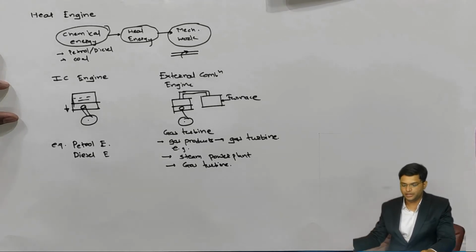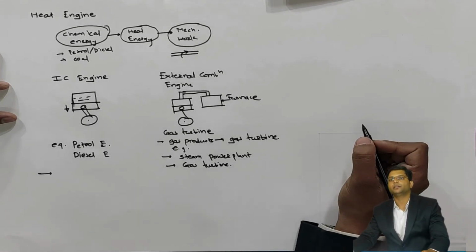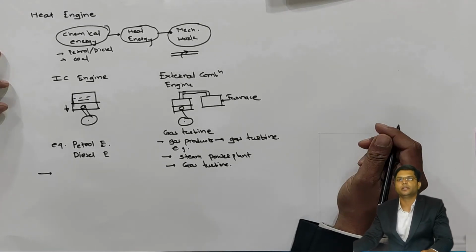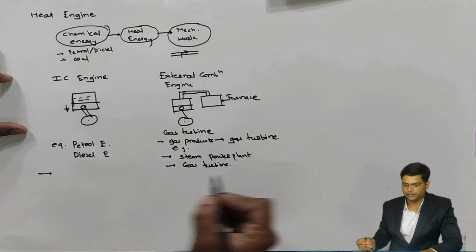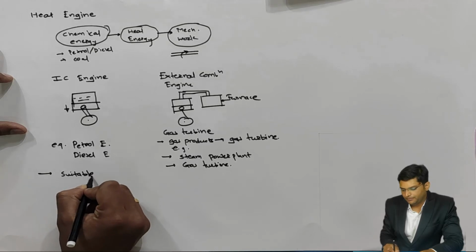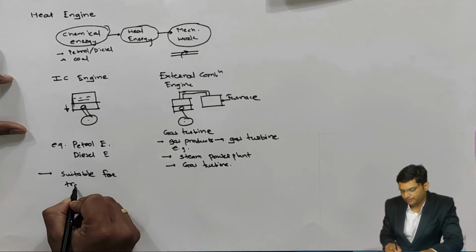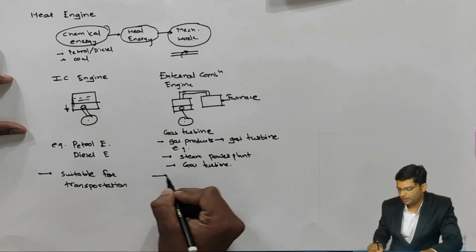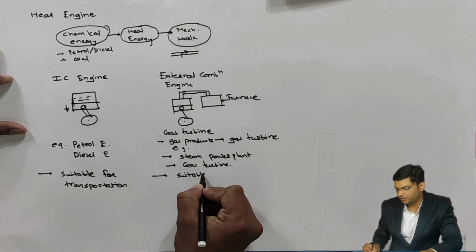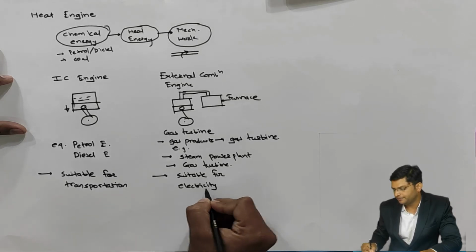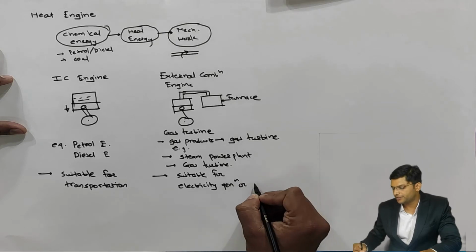The internal combustion engine is suitable for transportation because it is less bulky and heavy, and the power to weight ratio of an internal combustion engine is high as compared to the external combustion engine. So it is suitable for transportation. And the external combustion engine is suitable for electricity generation, or stationary work.